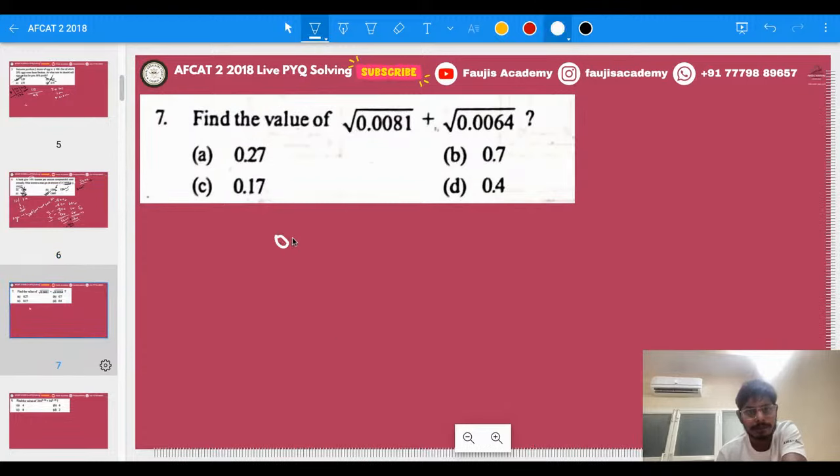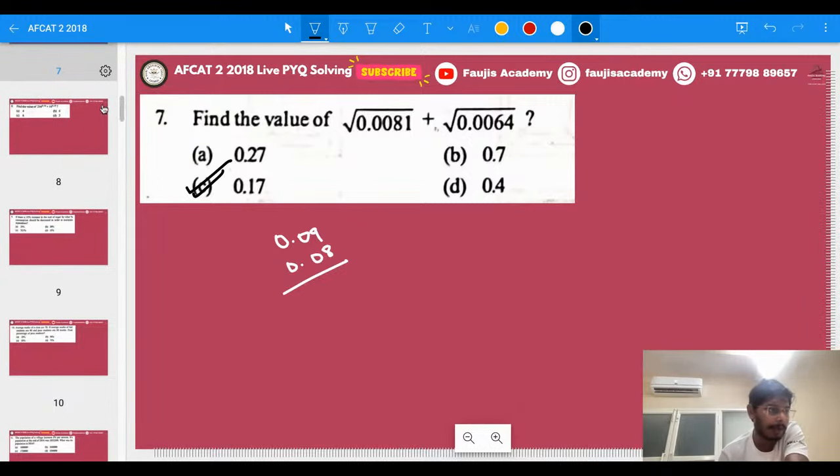0.008, 0.0081 is nothing but 0.9. 0.0064 is nothing but 0.08. Okay, if you add these two, you will get how much? C as the answer. Okay, question number 7, answer will be C, right? I don't think there is anything for me to explain to you guys in this particular question, right?